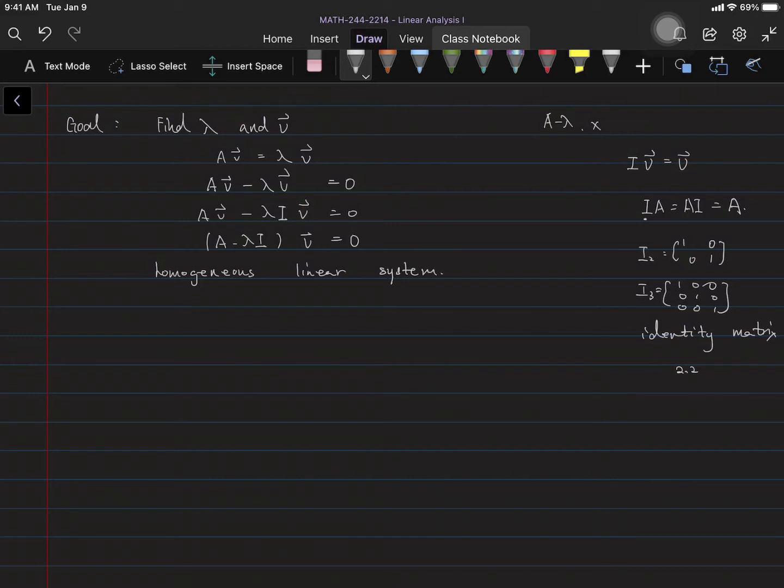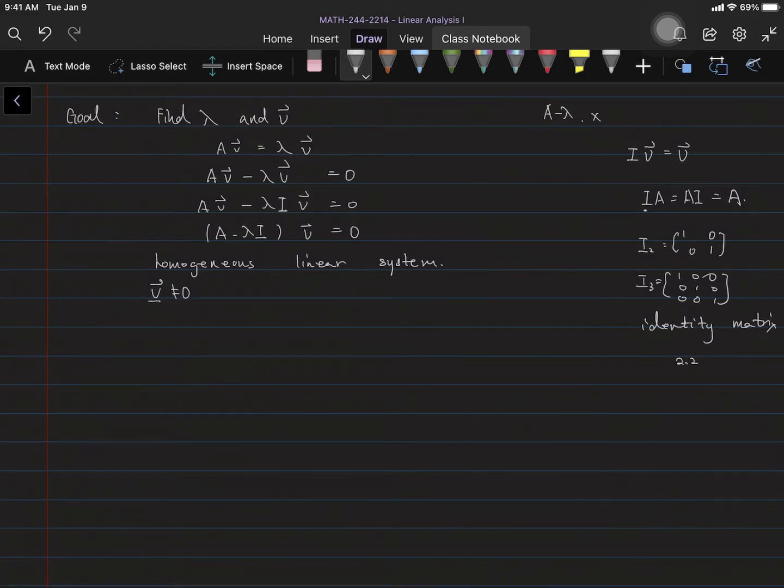And be careful here, V cannot be 0 because V is the eigenvector. Eigenvector cannot be 0. Okay, that's the definition for the eigenvector. And for the solution, if we use Cramer's rule, we treat this like Ax equals 0. You can think about that one. But here the matrix A minus lambda I is just a different matrix, but that's okay.